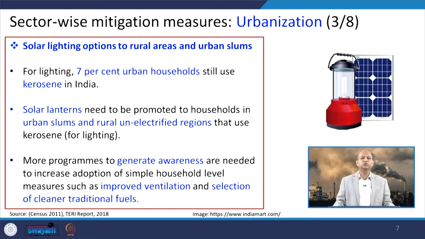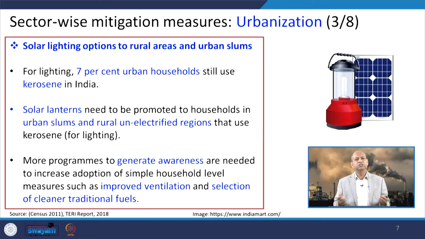Well, when we talk about solar lighting options for rural areas and urban slums, for lighting purposes, around 7% of urban households in India are still using kerosene. I recall that in my childhood, in the whole village we didn't have electricity, so these kerosene lamps used to be used for lighting purposes.